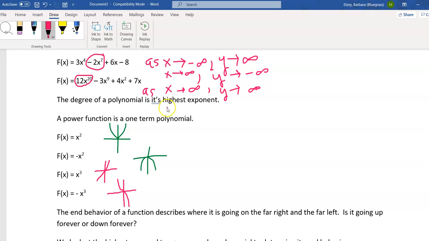And as x goes to the negative side, to negative infinity, y will also go to, well, not to negative infinity. Y is going up forever, so y will go to positive infinity, just like it did on the right side.